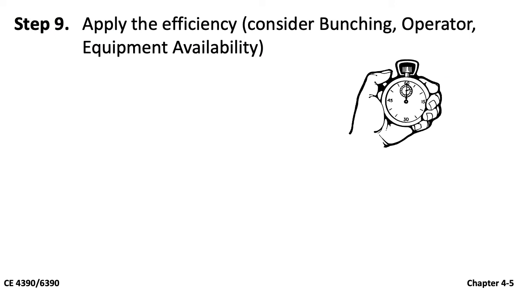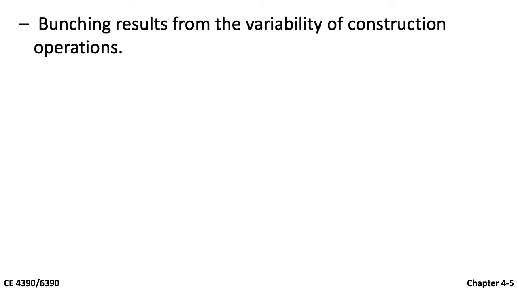Step 9, apply the efficiency considering bunching, operator, and equipment availability. But let's see what reduces the efficiency of the trucks. Bunching is the most common factor that has a significant negative impact on the efficiency of any construction operation. It is the situation when many hauling units arrive at almost the same time. So this leads to significant waiting time for all the trucks.